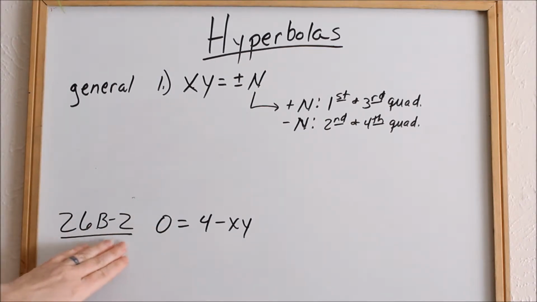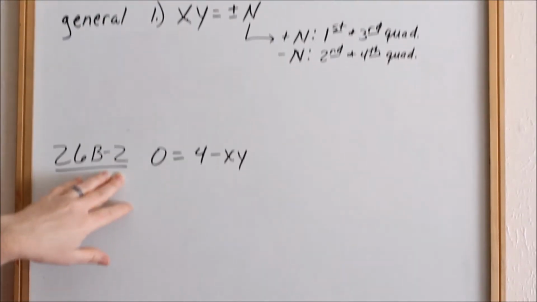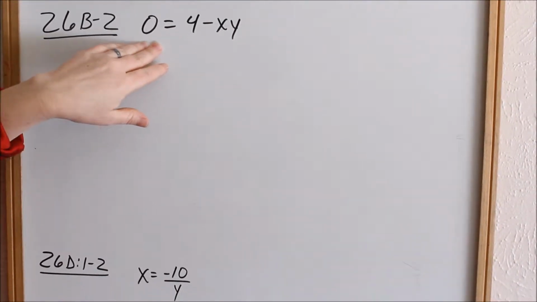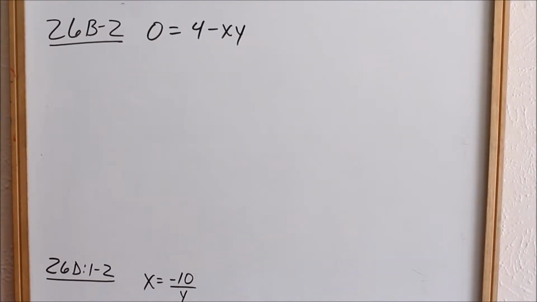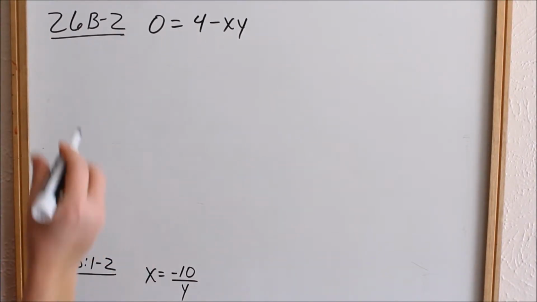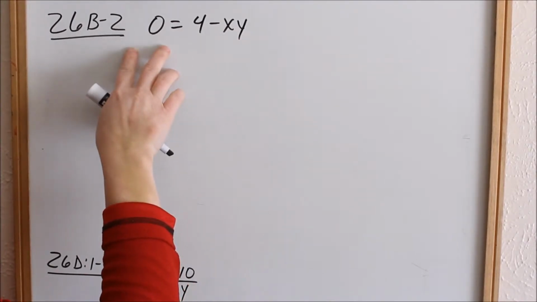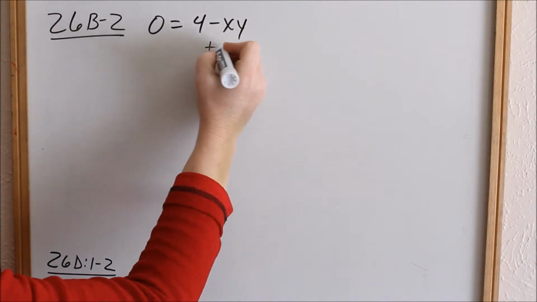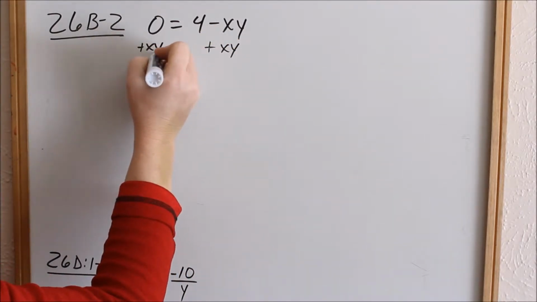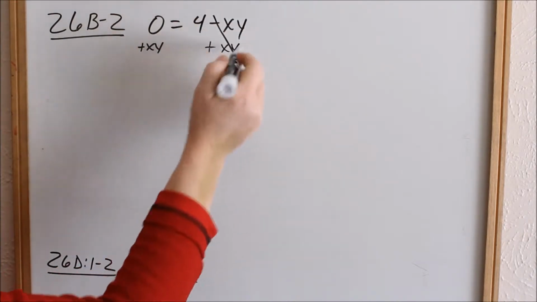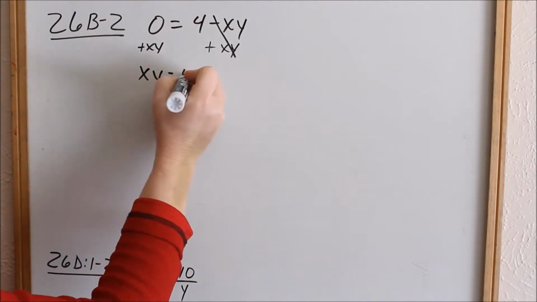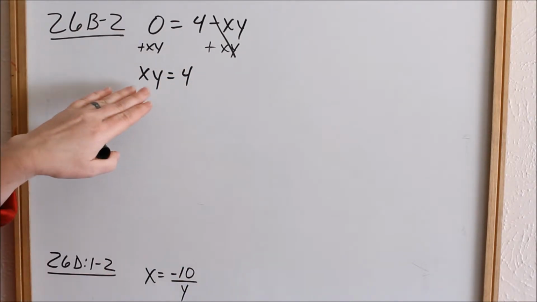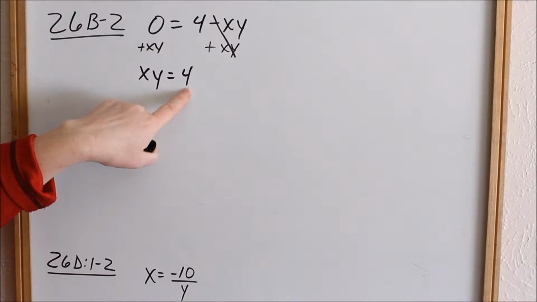So let's look at 26b, number 2. You have this equation, 0 equals 4 minus xy. We should put it in the general form that I showed earlier. So we want x and y on one side and the whole number on the other. I don't want this negative, so I'm going to add my x and y over here. So x and y are connected together, and I would have xy equals 4. From my notes before, xy equals a positive number. Since this is a positive number, this will be graphed in quadrants 1 and 3.